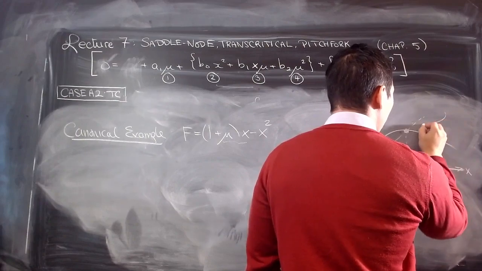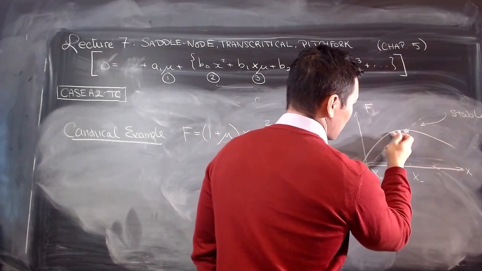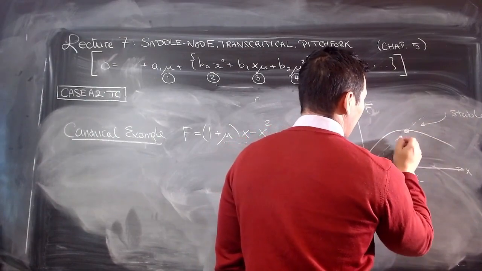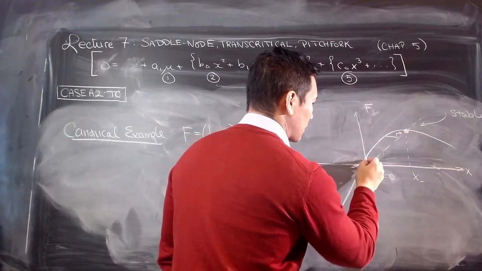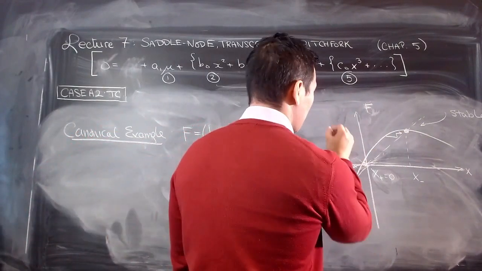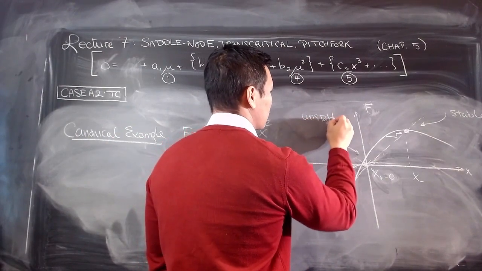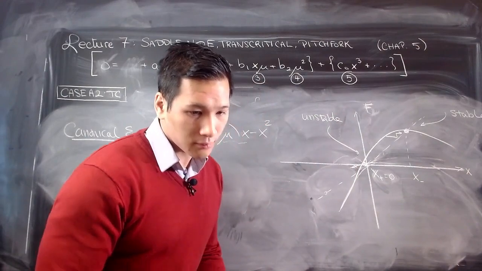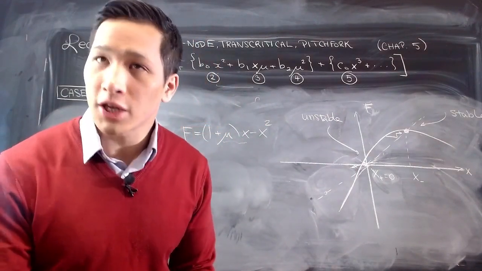So this is a stable fixed point, because you can see the gradient is shallow compared to the line. It'll be moving towards this point, whereas it'll be moving away from the origin. So this is unstable. Okay? And so the stability changes.